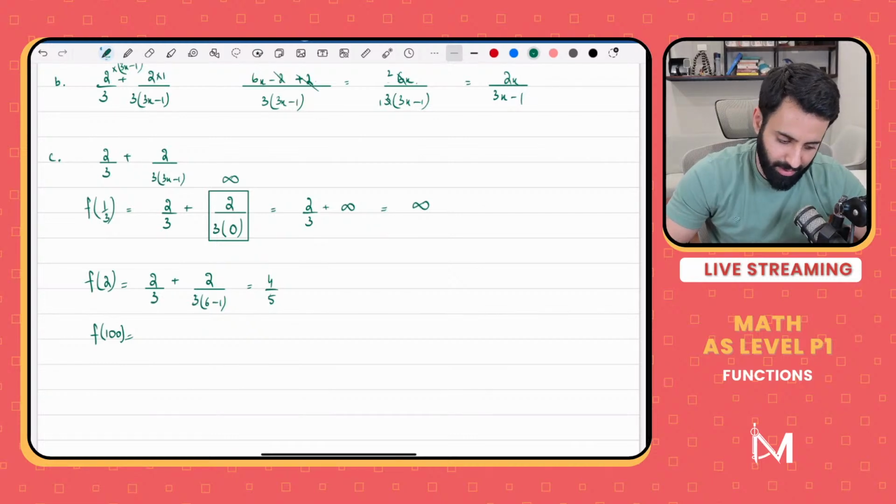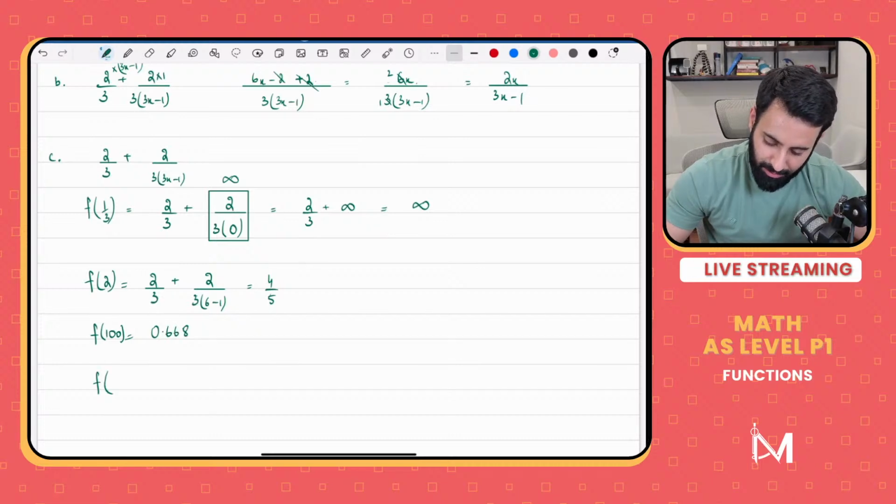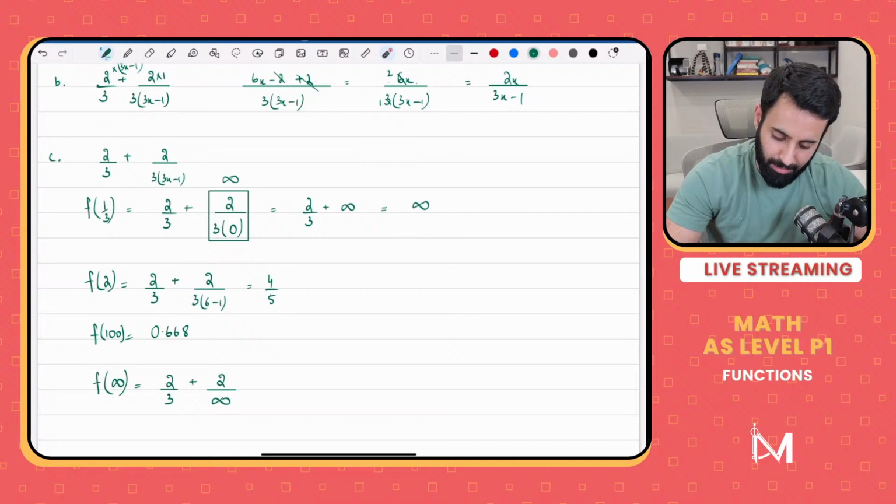If you plug in 100, you will notice that you will get a value which is 0.668. And as the values increase, there will come a point where you reach a really large value. Okay, and you have to do this to understand the idea of domain and range. There is no formula which you can use to find out the final answer. If you plug in infinity, meaning that you plug in a really large value, what will happen is the denominator of this fraction will become infinity.